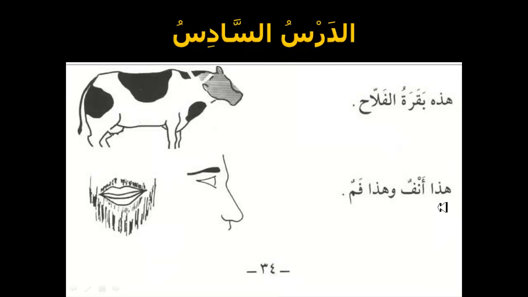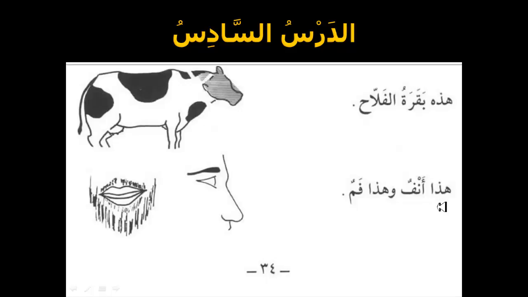All right, let's go to the next page. Hadihi baqaratu al-fallah. Hadihi baqaratu fallahi. And this is the cow, the farmer's cow. Fallah is a farmer, and here baqara is a cow, feminine, and hadihi. Al-fallah, this is the farmer, and this is actually the mudaf ilayh, baqaratul fallahi. All right, here's a cow.